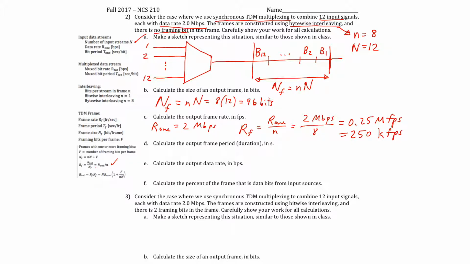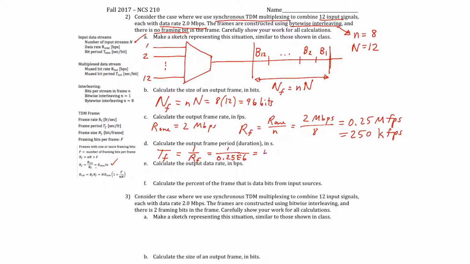If we want, we can calculate the output frame period, which is T frame, which is 1 over R frame, which is 1 over the 0.25 e to the 6th from the mega, and this is 4 e to the minus 6th seconds, or 4 microseconds.